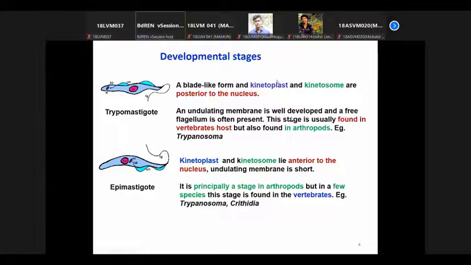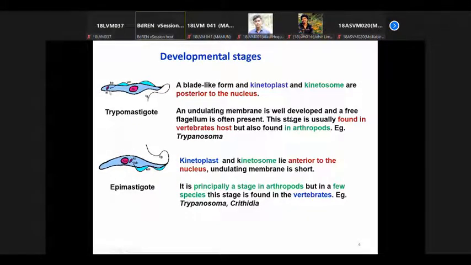So let us see what the developmental stages are. Developmental stages in trypanosomes. Number one, trypomastigote. See the structure, how it looks. A blade-like form, and kinetoplast.